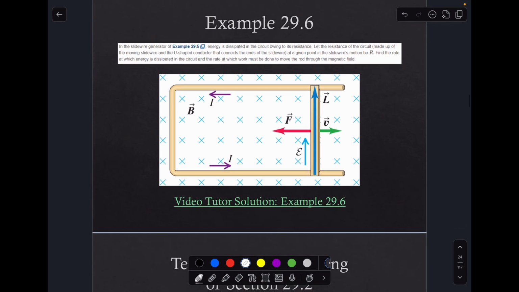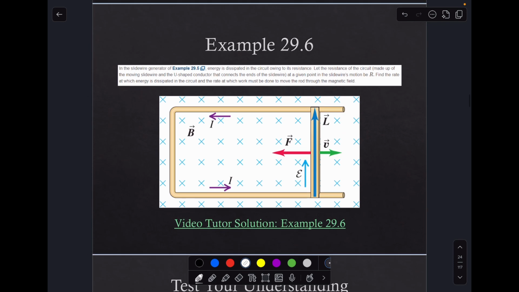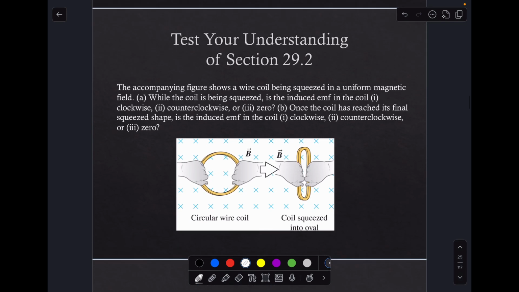So we can skip this example. It's just adding in some physics 1 content, so you don't really need to do this at all. I'm not going to be testing on anything like this. But I do want to do some conceptual stuff with you guys. And this is one of them.